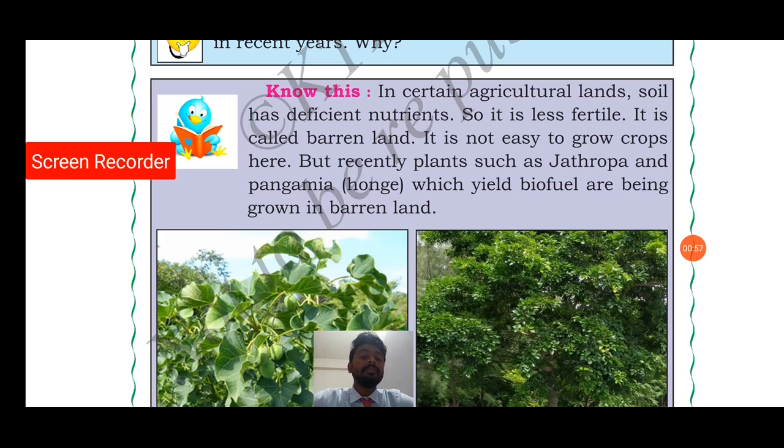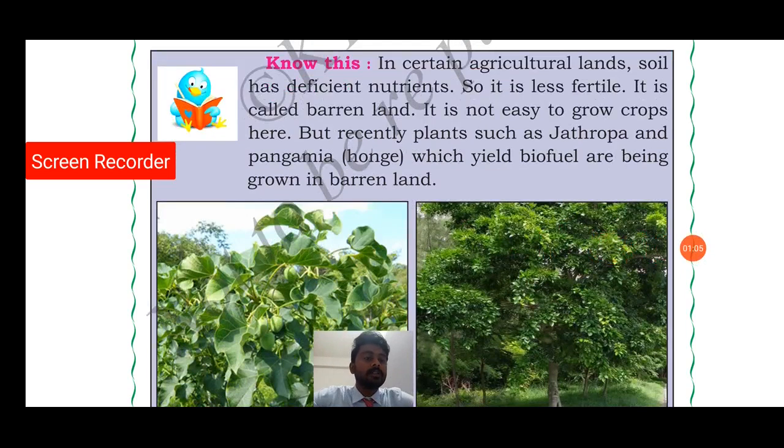But recently, plants such as jatropha and pongamia, which yield biofuels, are being grown in barren land.